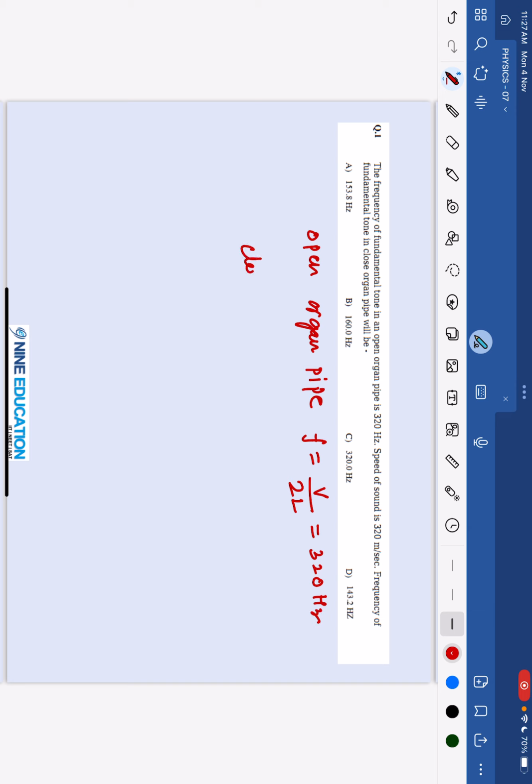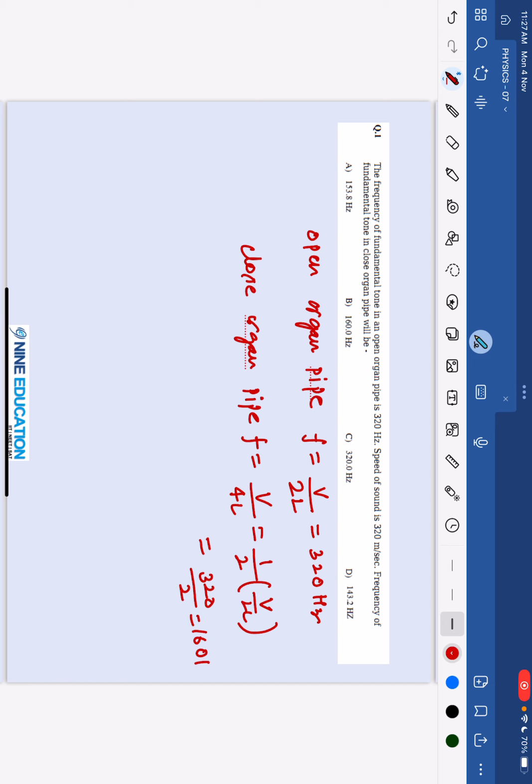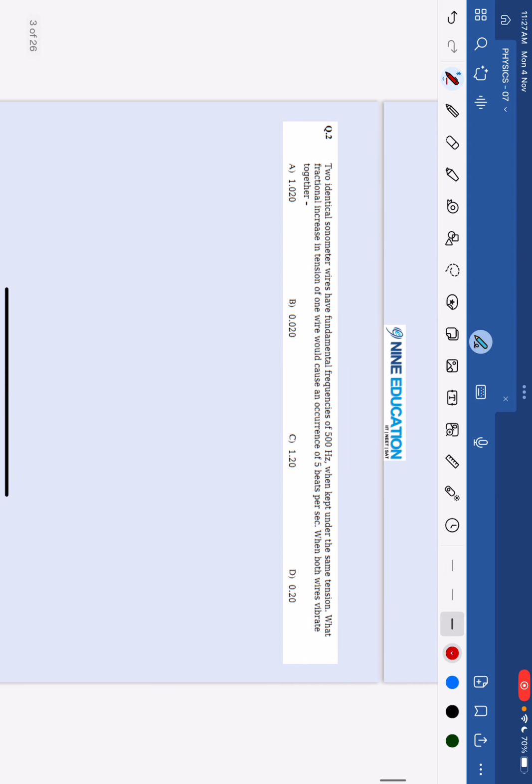In the closed organ pipe, the fundamental frequency is V by 4L, which is basically 1 by 2 of V by 2L, correct? So it would be 320 by 2, 160 hertz. So this will be our correct option. Let's go to question number 2.